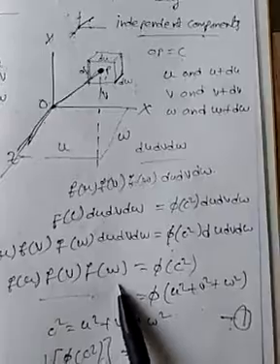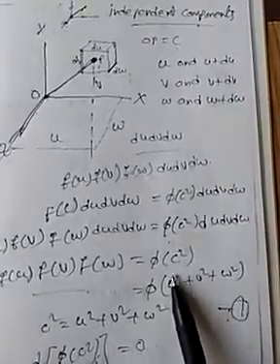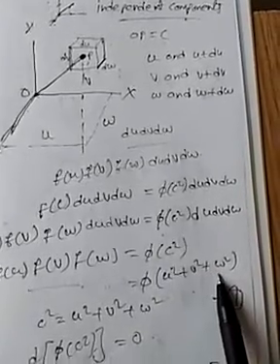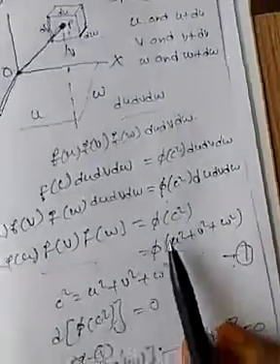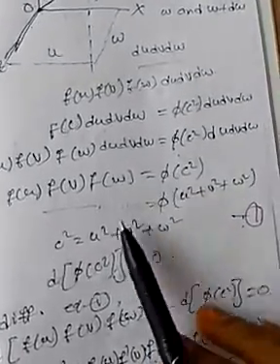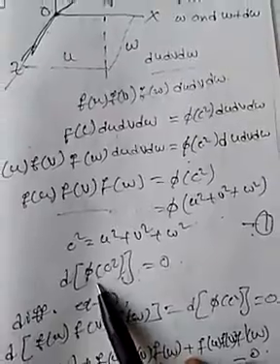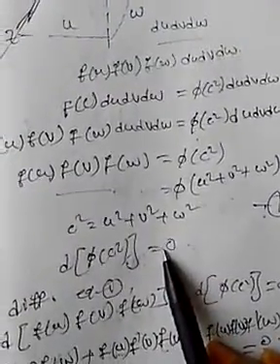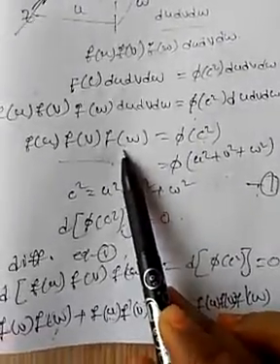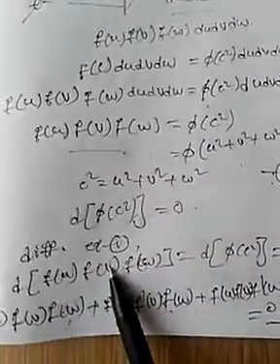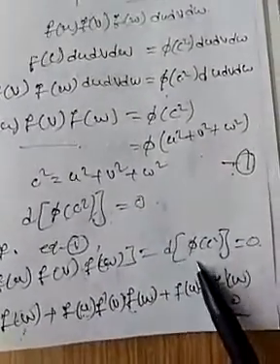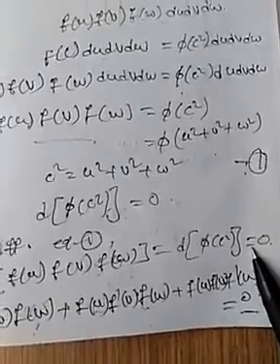Here f(u) f(v) f(w) equals phi of c square, where c square equals u square plus v square plus w square. And here phi of c square is a constant function, hence the differentiation of phi of c square equals 0. Again, we are differentiating this equation. So d of f(u) f(v) f(w) equals d of phi of c square, so it equals 0.